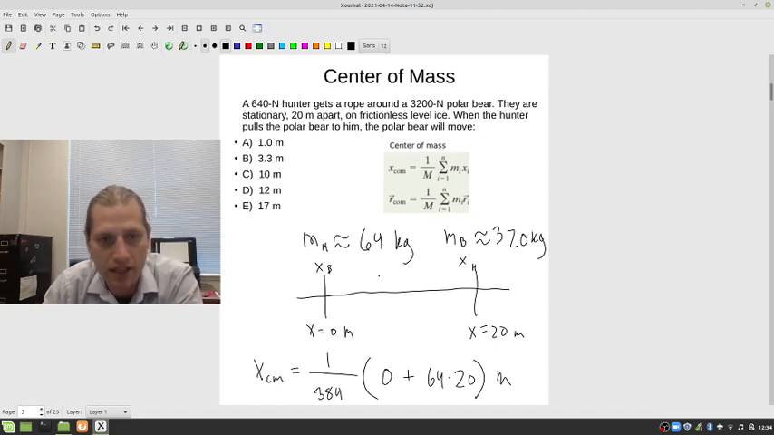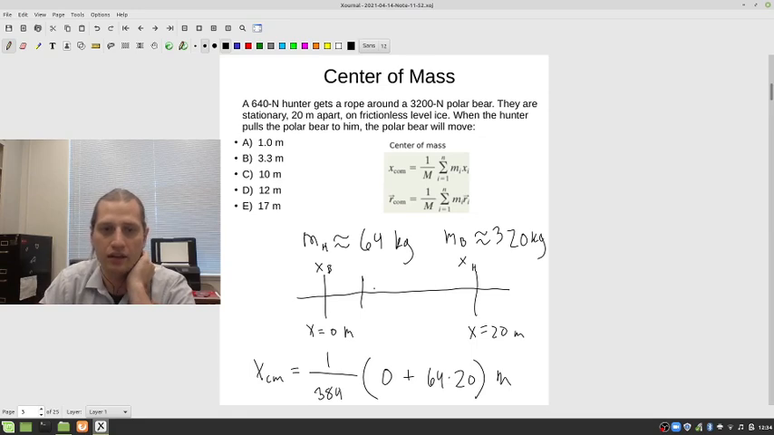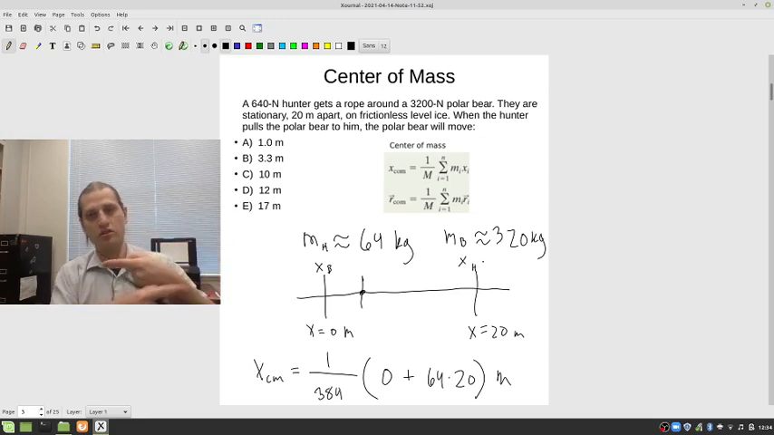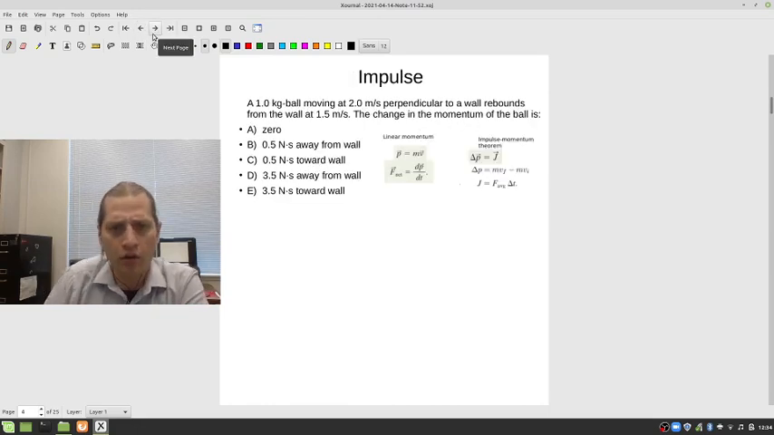The point is that whatever the center of mass is at the beginning is the same as the center of mass at the end. And so it stays in a position, and as they are pulling towards each other, that center of mass doesn't change. Okay, so that's the first idea.